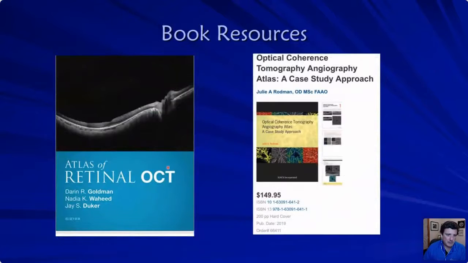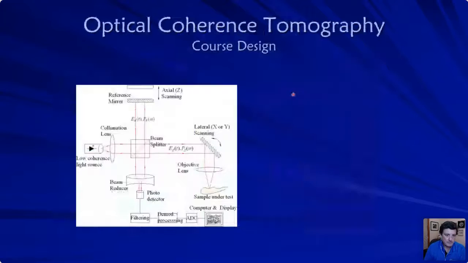Regarding books, this one here, Atlas of Retinal OCT, by Goldman, Wahid, and Duker. Anytime you see those names, that's your traditional B scan. And then Julie Rodman, again, I have no financial interest, has a good book on OCT angiography and how to interpret those.